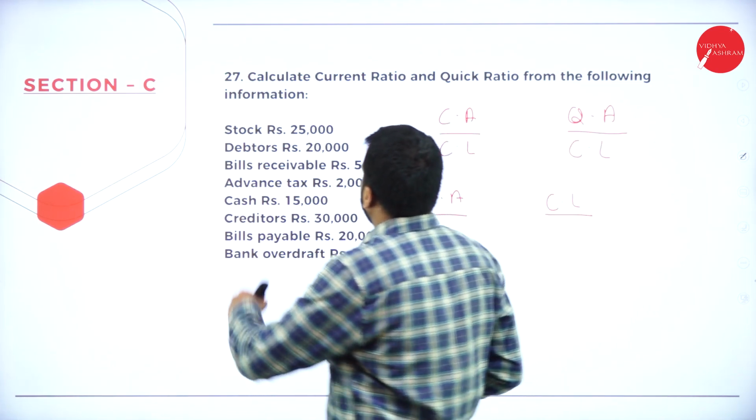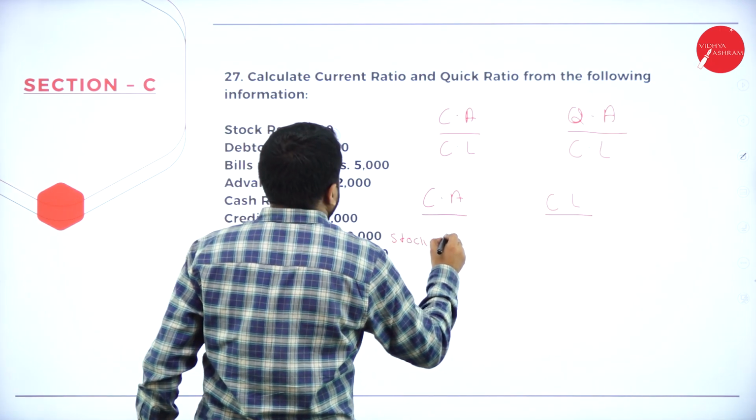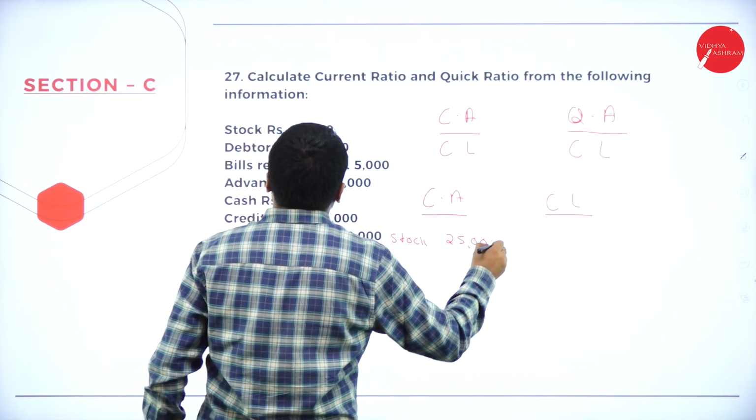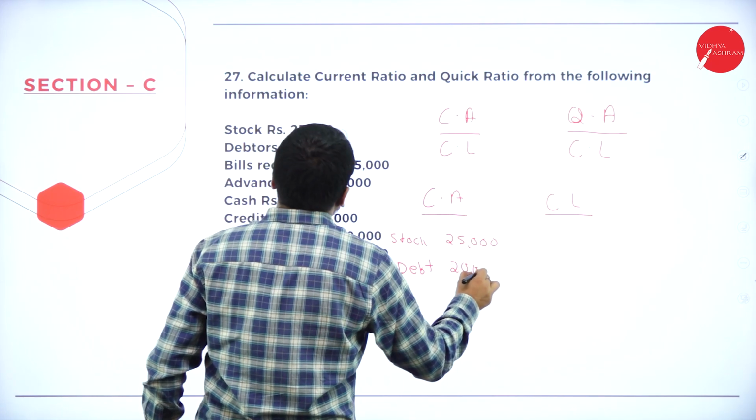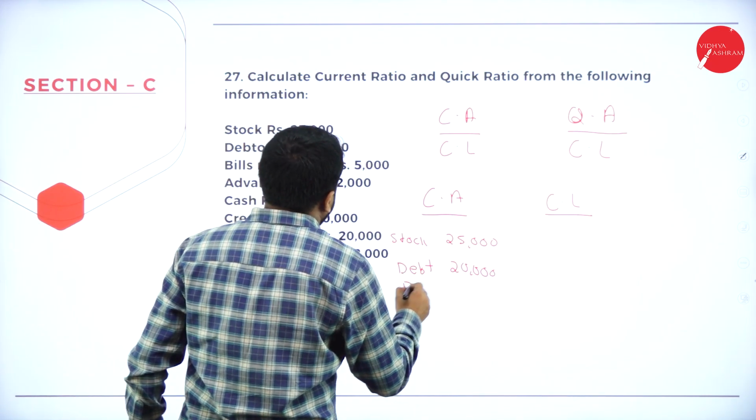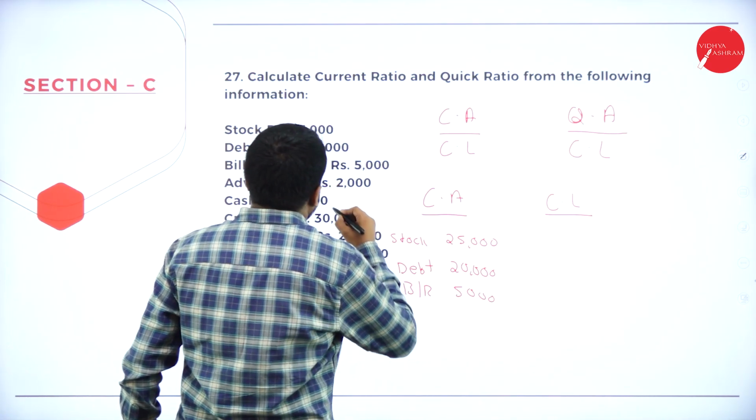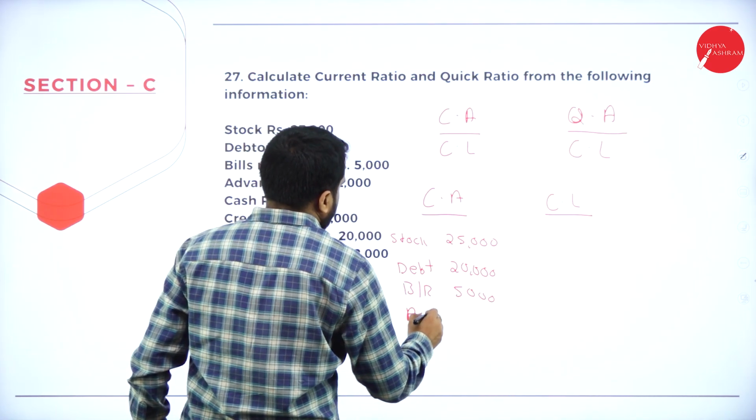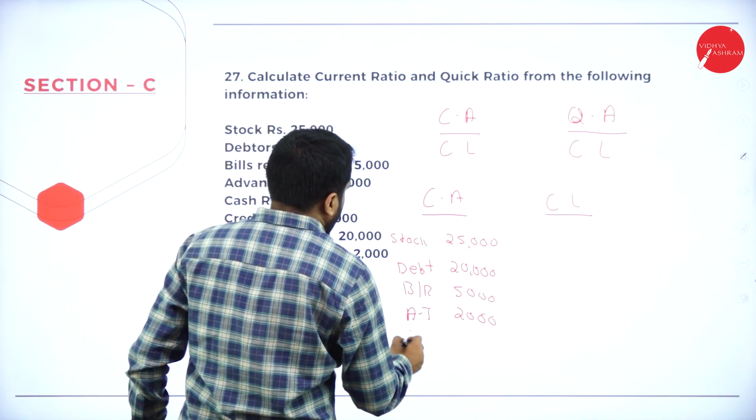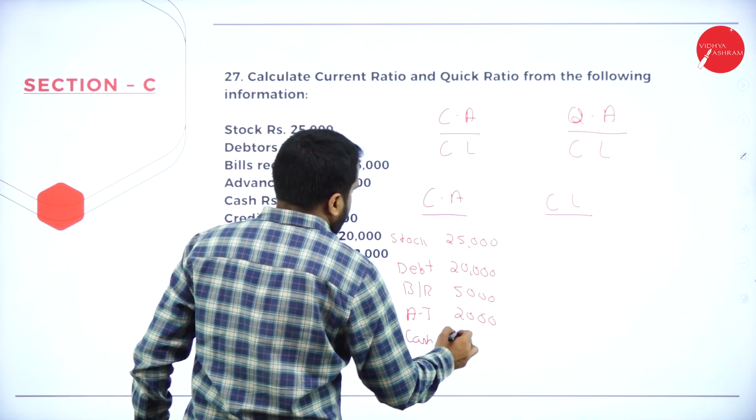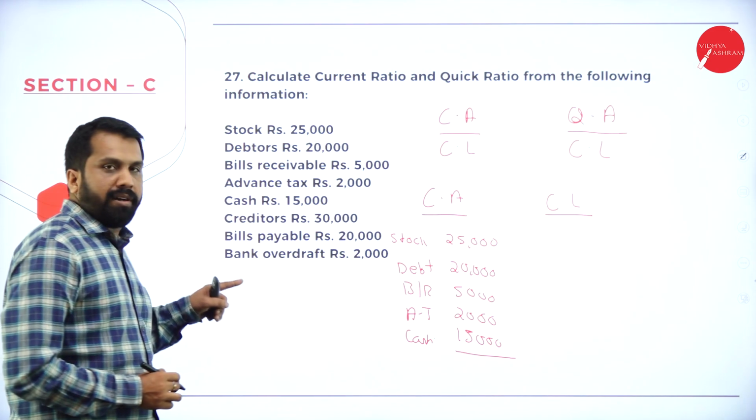We'll go for that. Your stock is 25,000. Debtors 20,000. Bills receivable 5,000. Advance tax, how much? 2,000. Cash 15,000. These are your current assets.